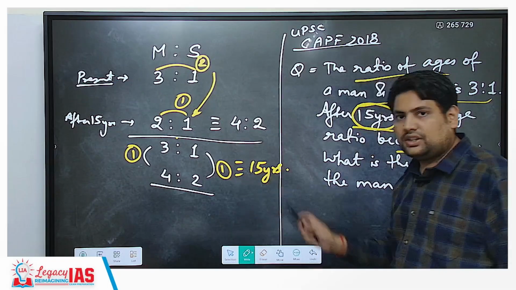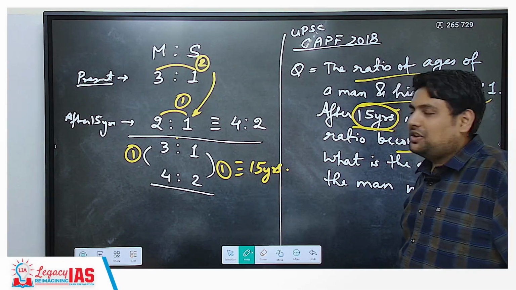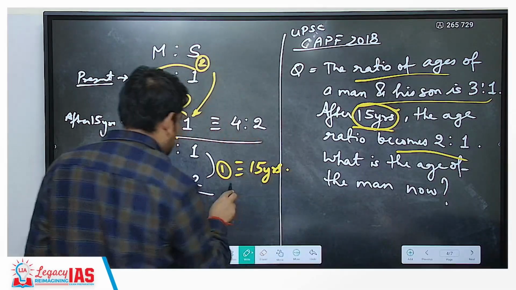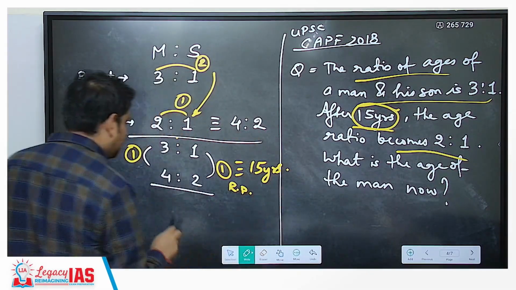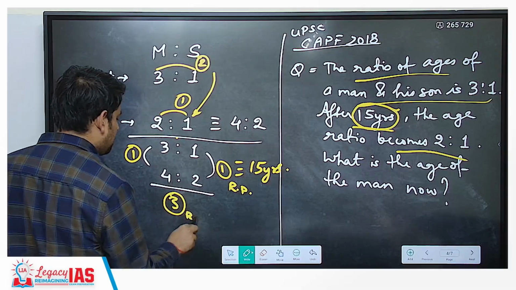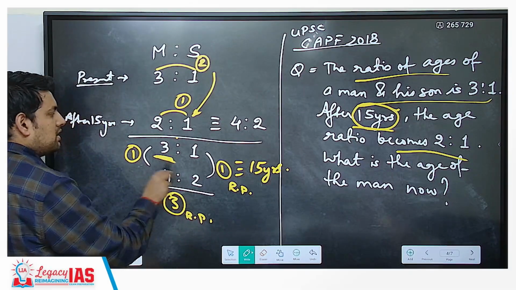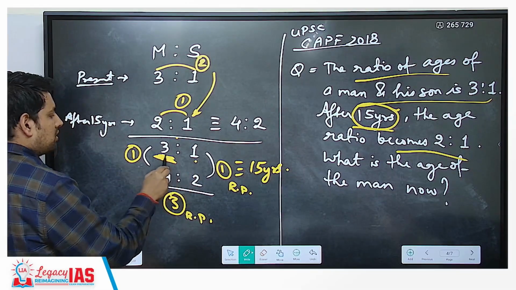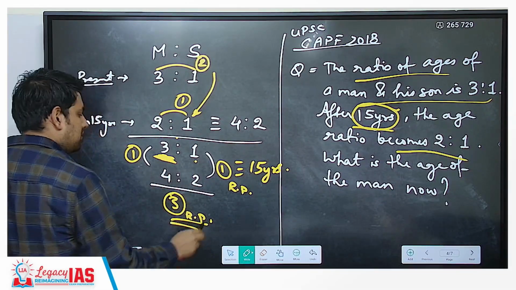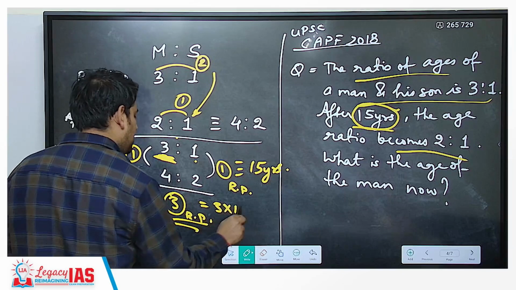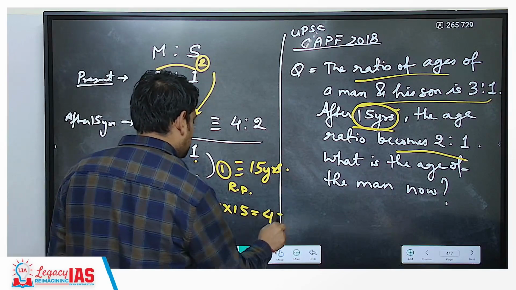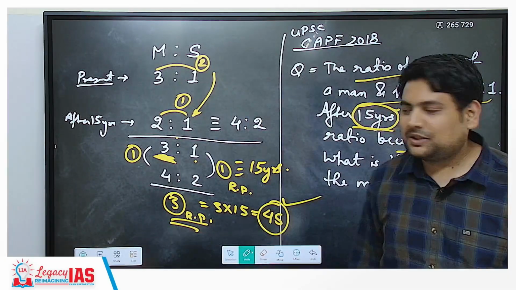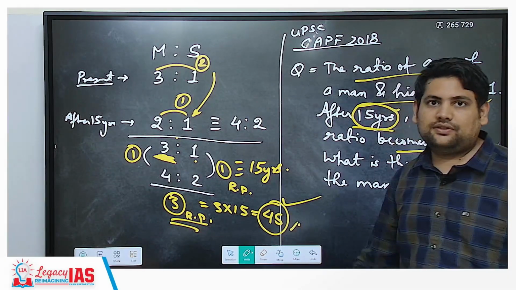Now if 1 is equivalent to 15 years, what will 3 be equivalent to? If 1 ratio point is equivalent to 15 years, then 3 ratio points, which is the age of the man right now. This is the age of the man right now, man and son. So the man's age right now is 3 ratio points. So this will be 3 into 15, which is equal to 45 years. Understood? So this will be the age of the man.